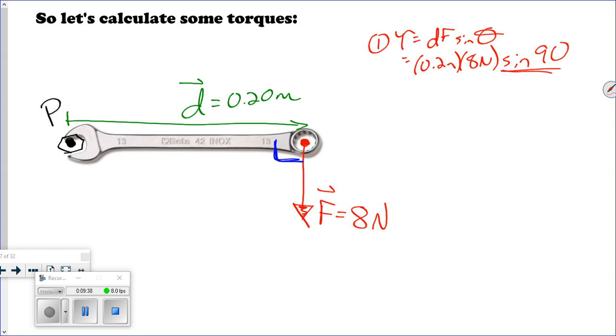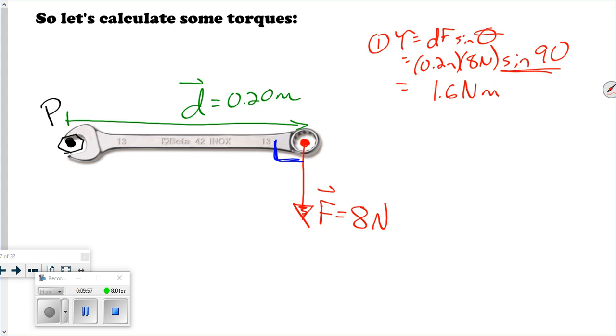So sine of 90 is 1. 0.2 times 8 gives you 1.6. The units here are Newton meters. It is not the same as a joule because it's no longer a cross product. It's now a dot product. So the units for torque for physics purposes are Newton meters, and that's what we'll use, okay?